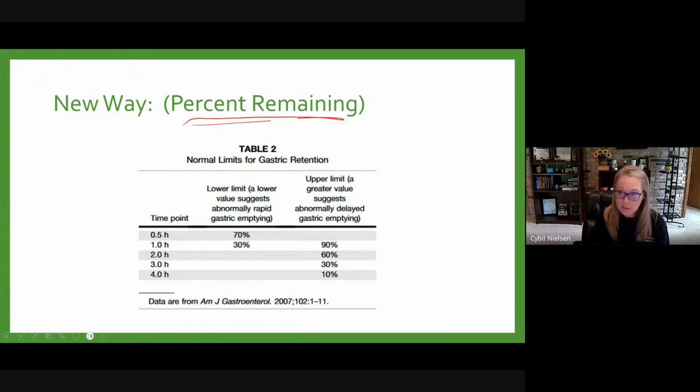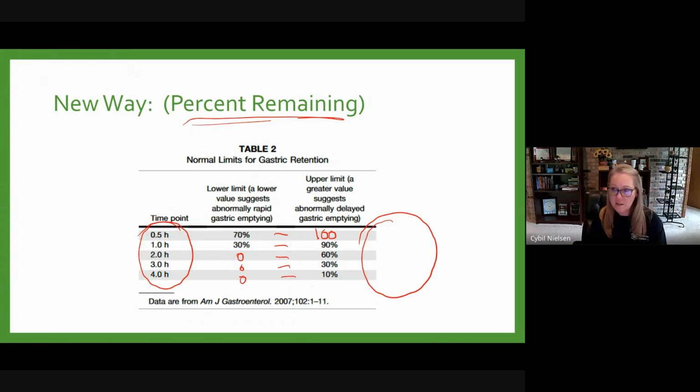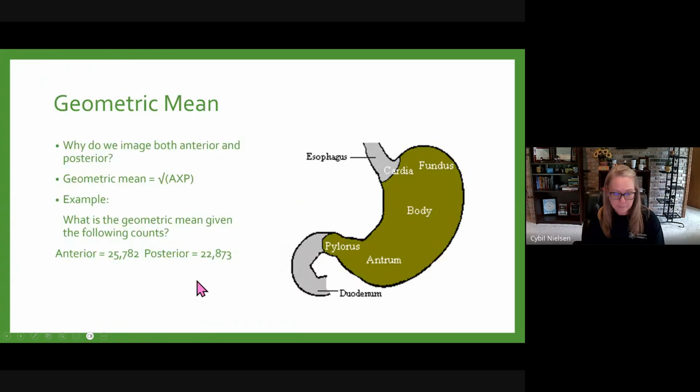So the way to read this table is put that 100 in there, put these zeros in here. These are the ranges that are normal for all of these time periods. If it's higher than that, that's gastroparesis. If it's lower than that, it's going to be dumping syndrome. They're emptying too quickly.